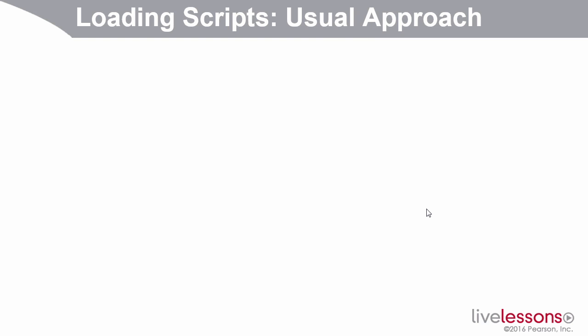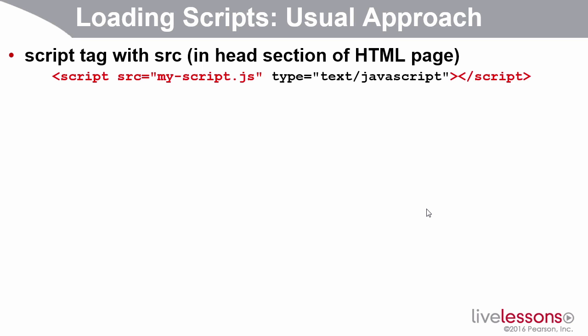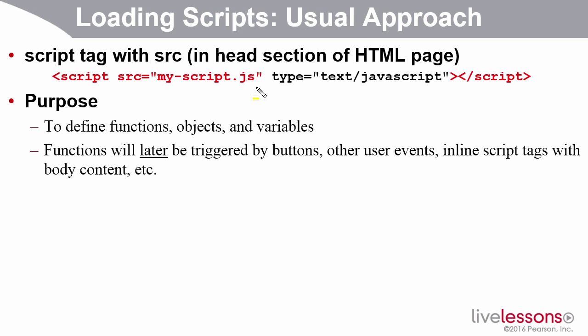So we need to load JavaScript in an HTML page in a way that it can be used later. The most usual way to do that is to put a script tag in the head section of the HTML page, and the script tag merely points at a JavaScript file. It loads the JavaScript file, it loads the function definitions, but it doesn't execute the functions until sometime later. So the purpose of this JavaScript file is to define functions or objects that we'll discuss later and variables, but those functions won't be triggered until something else happens.